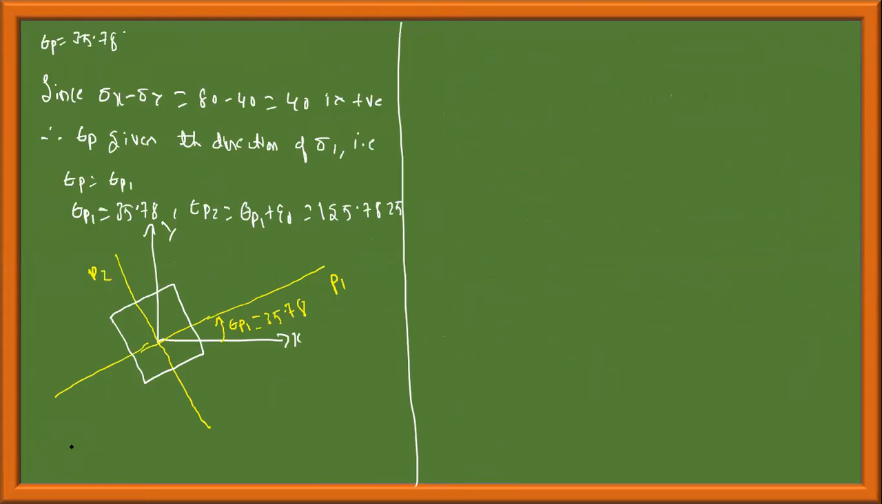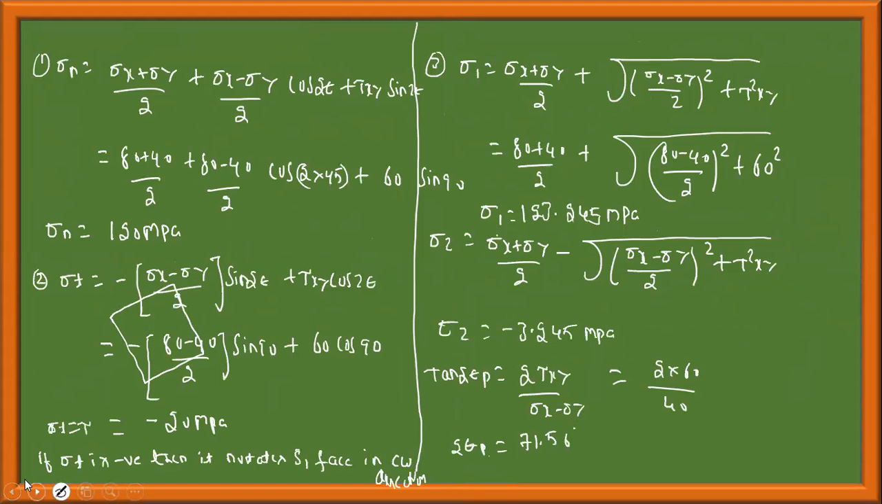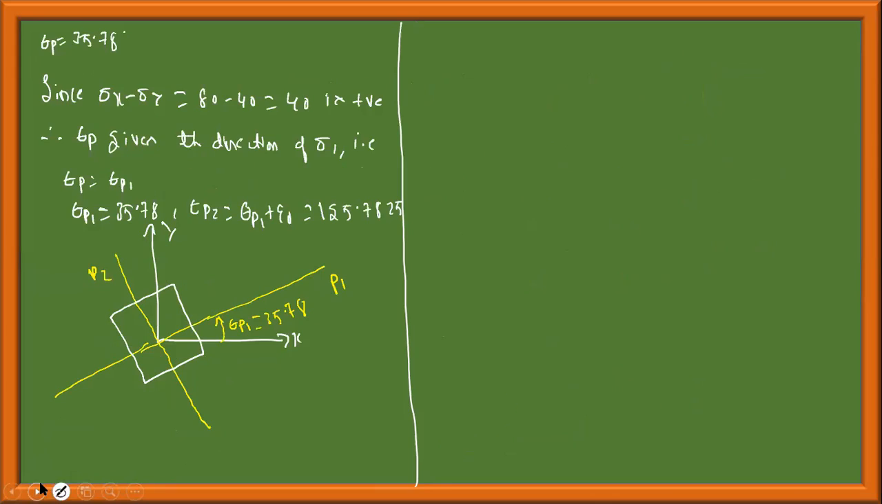Next, I have to indicate sigma 1 and sigma 2. Here, sigma 1 is of magnitude 123 and minus 3.245. I will indicate.